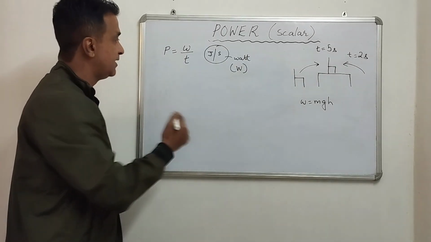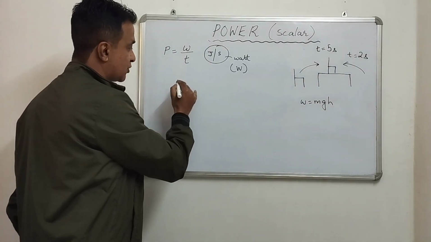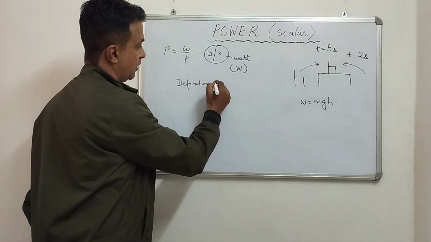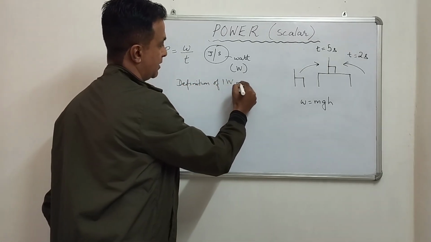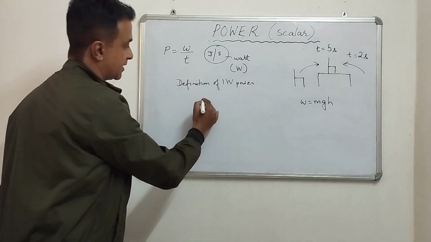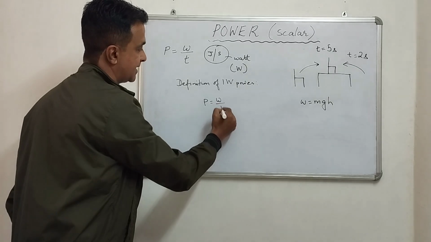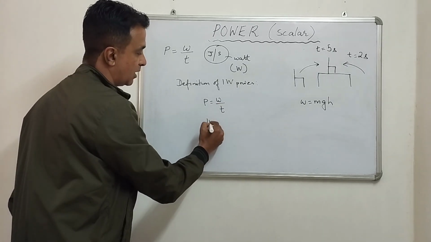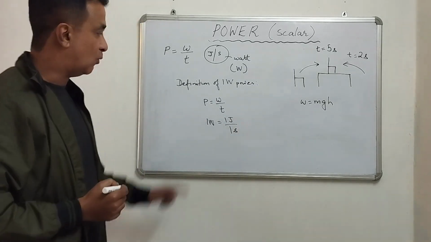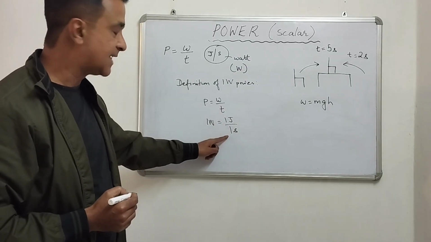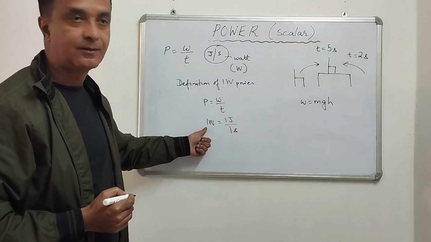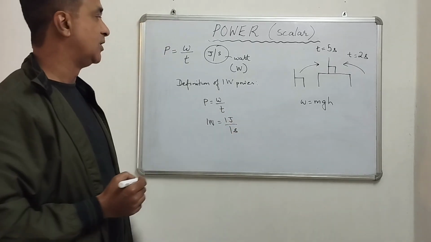So in order to define the unit, if you are ever asked to define the unit of power, so definition of 1 watt power. If we are asked to define the unit of power, this formula helps us. Power is work divided by time. So to get an answer of 1 watt, the work done should be 1 joule in time 1 second. So if 1 joule of work is done in time 1 second, or every second, then the power developed in the body is 1 watt. Okay? So this is how we define the unit of power.